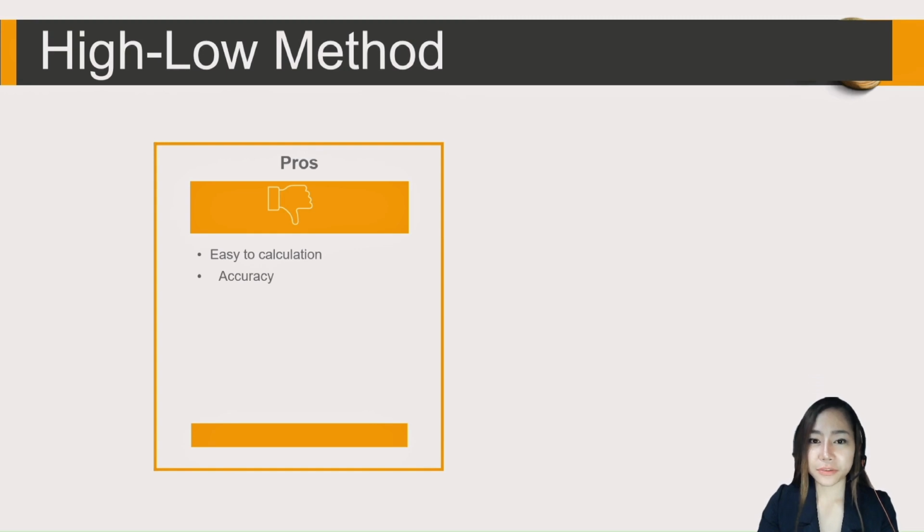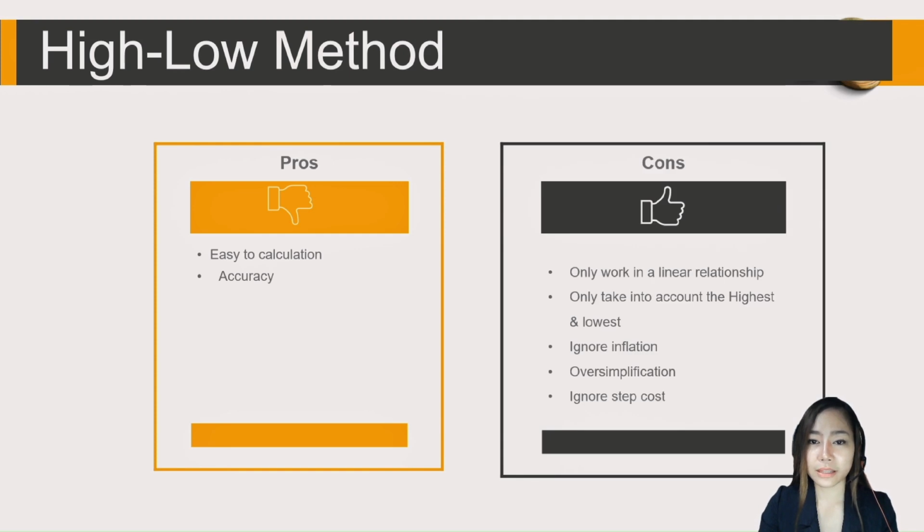So, advantages of the high-low method. It's an easy calculation. The separation between variable and fixed costs does not require any complex data or calculation. We only need the total production and total mixed costs. And also accuracy: the high-low method can provide accuracy if the activity and costs are perfectly linear. A disadvantage of the high-low method is that it only works in a linear relationship.